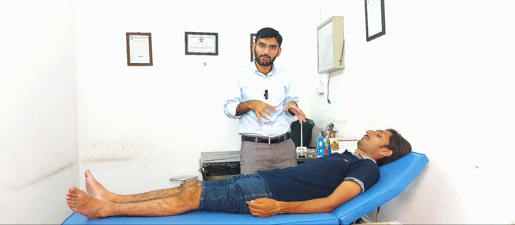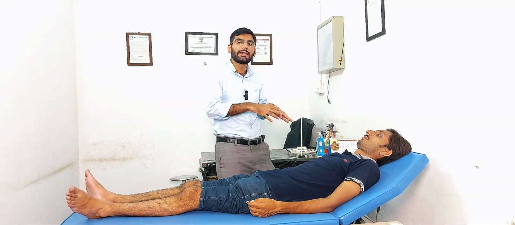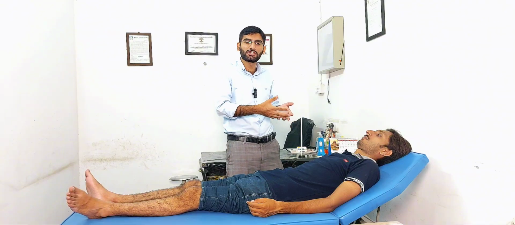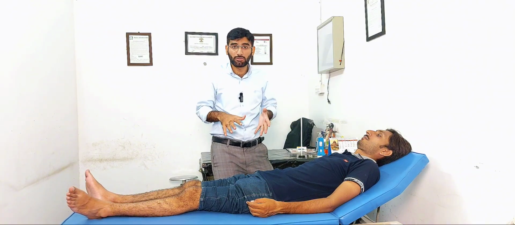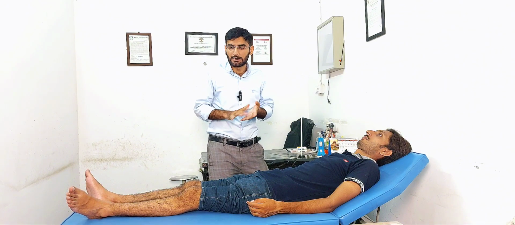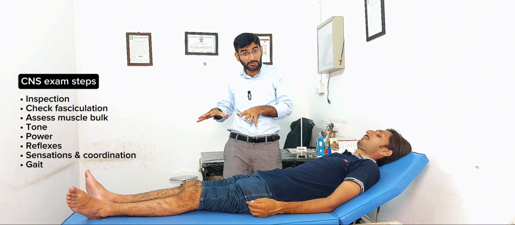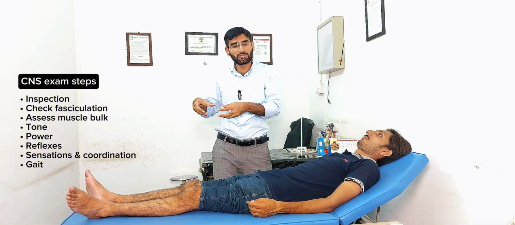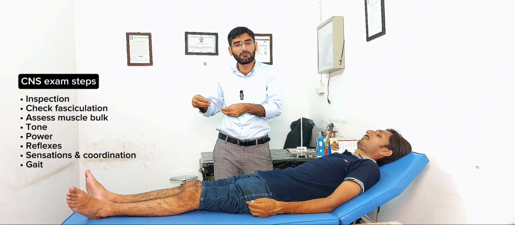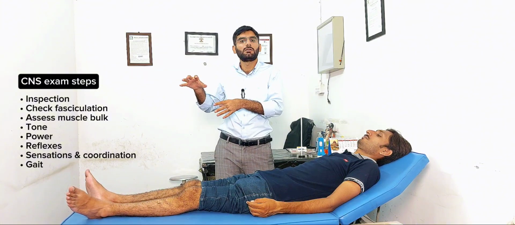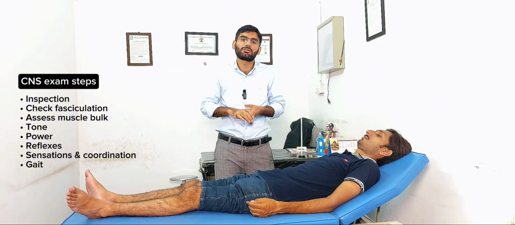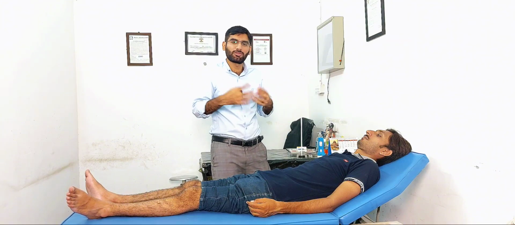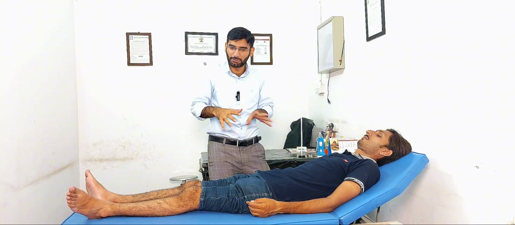So the steps are the same. We sanitize our hands, introduce ourselves to the patient, ask for consent, expose them, and then do inspection, proper inspection, fasciculations, assess the bulk of the muscles, check the tone, power, reflexes, and then sensations and coordination and gait, right? So let's suppose we have already done the prerequisite.